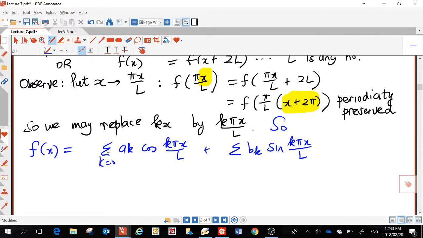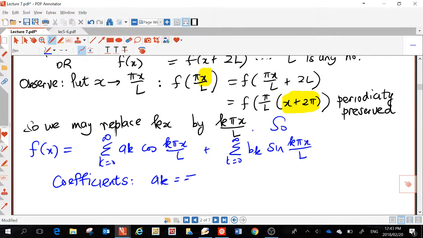k equals 0 to infinity. And these coefficients follow the same kind of structure as what we have derived already. a_k, instead of 1 over 2 pi, it'll be 1 over 2L.